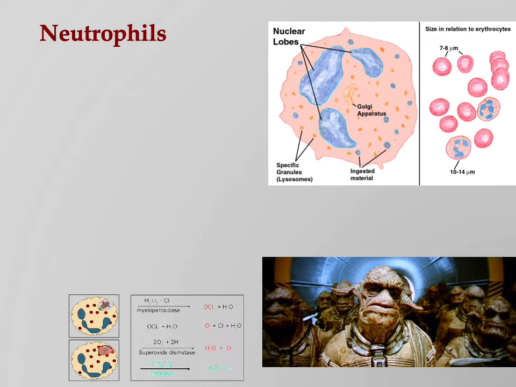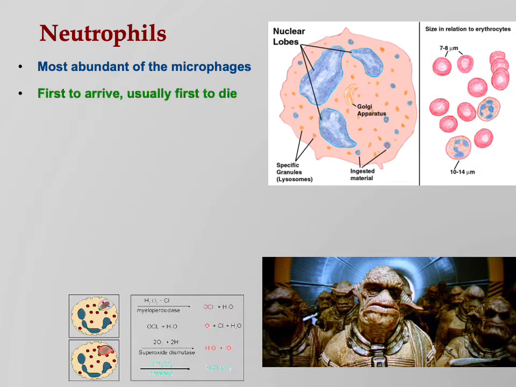Let's then take a quick look at the individual white blood cells. We've seen these before. I just want to say a few more things about them now. So neutrophils. Most abundant of the macrophages, all right? First to arrive, usually first to die. Remember I mentioned before, neutrophils are like really stupid soldiers with incredibly powerful weapons. They show up at the site of the infection, and they just point the weapons in every direction and start firing, and they kill everything. They kill the bad guys, they kill themselves, they kill the good guys.